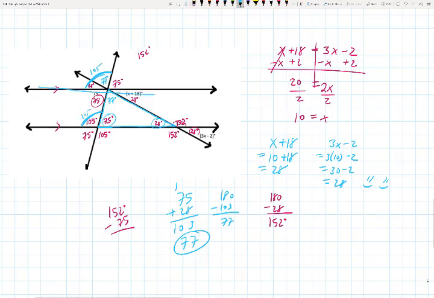They correspond. Everything is so pretty, even though I made kind of a mess of it. Okay.